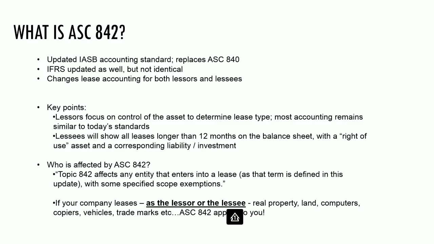Now, how do you know if you're affected by ASC 842? The topic itself actually says that topic 842 affects any entity that enters into a lease, with a few exceptions. So whether you are a lessor or a lessee, if your company leases real property, land, computers, photocopiers, vehicles, trademarks, anything that would show up on a lease document, whether you are the lessor leasing your property to somebody or a lessee leasing this property from somebody, ASC 842 applies to you if your leases are greater than 12 months.